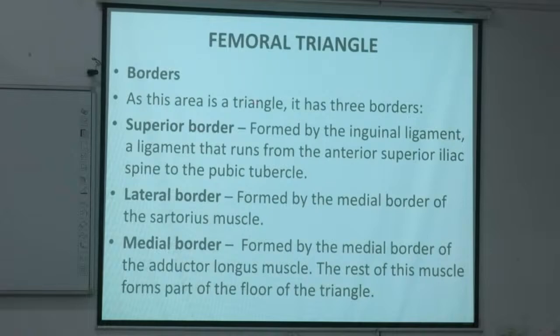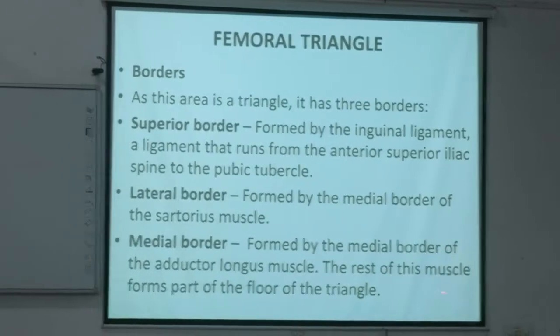As this area is a triangle, it has three borders. The superior border, that is the base, is formed by the inguinal ligament, a ligament that runs from the anterior superior iliac spine to the pubic tubercle. The lateral border is formed by the medial border of the sartorius muscle. The medial border is formed by the medial border of adductor longus, and the rest of this muscle forms part of the floor of the triangle.